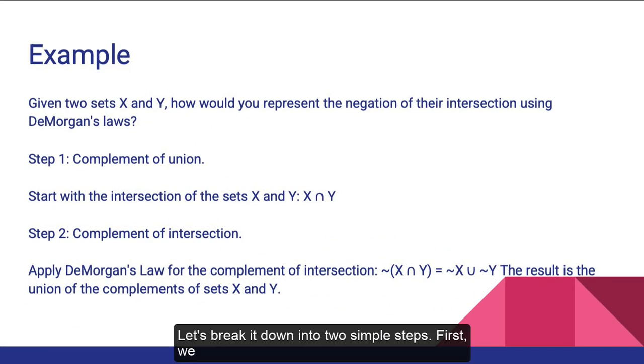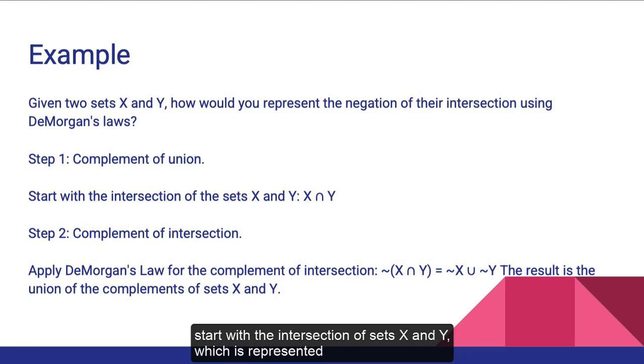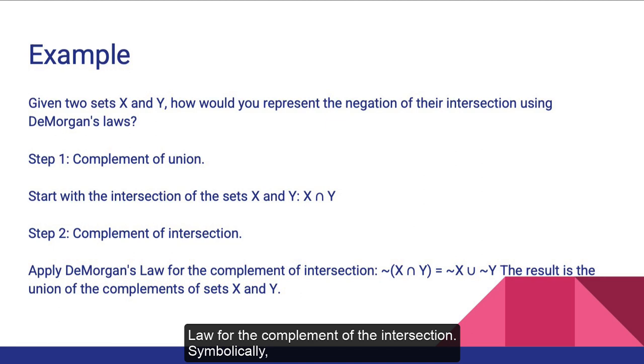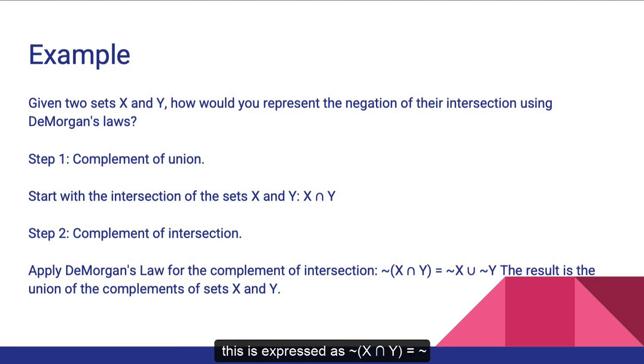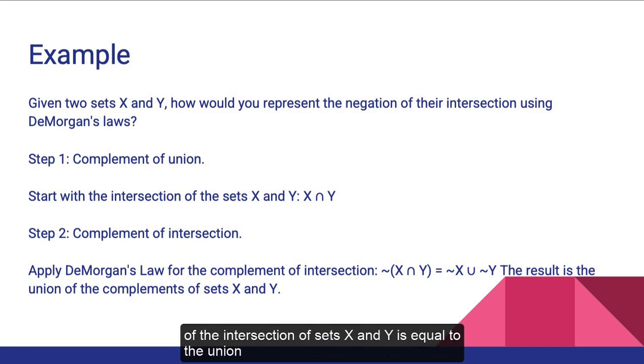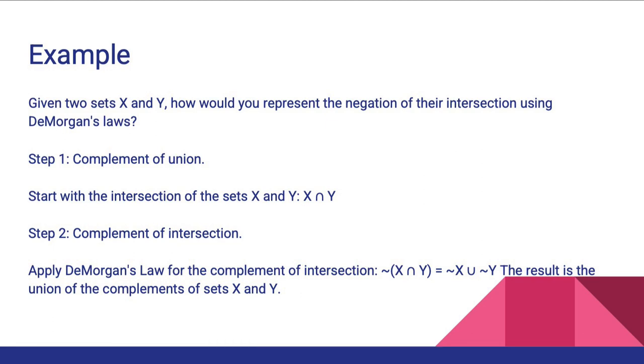Let's break it down into two simple steps. First, we start with the intersection of sets X and Y, which is represented as X intersect Y. Next, we apply De Morgan's law for the complement of the intersection. Symbolically, this is expressed as not (X intersect Y) equals not X union not Y. What this means is that the negation of the intersection of sets X and Y is equal to the union of the complements of sets X and Y.